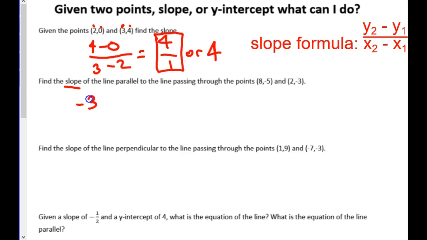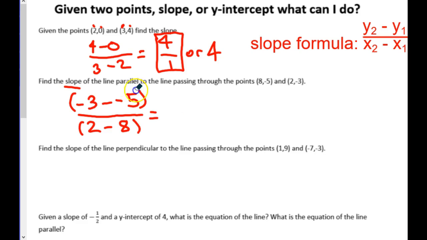-3 minus, what's the y1? -5. Now I know that kind of looks ugly, but you are subtracting a negative. On the bottom, what's my x2? X2 is 2 minus my x1 is 8. So all I got to do is do this. So let's do some math. Again, if you type it in your calculator, make sure you parenthesize the top and the bottom. I don't know if that's a word, but I made it up.